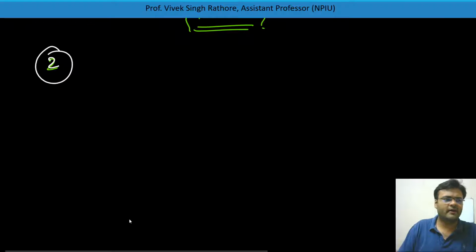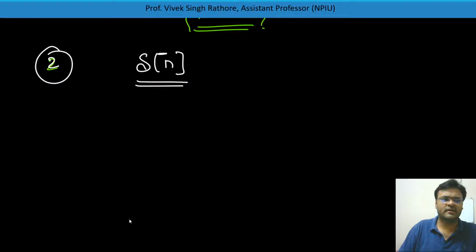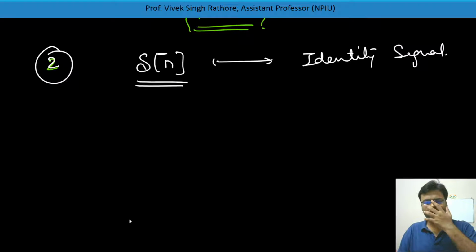See, as you know, your delta[n], if we are giving it as input, we are getting the impulse response. So delta[n] basically is an identity signal, if you can see, because in the frequency domain, if you take it, you'll get 1 only. So nothing is there.